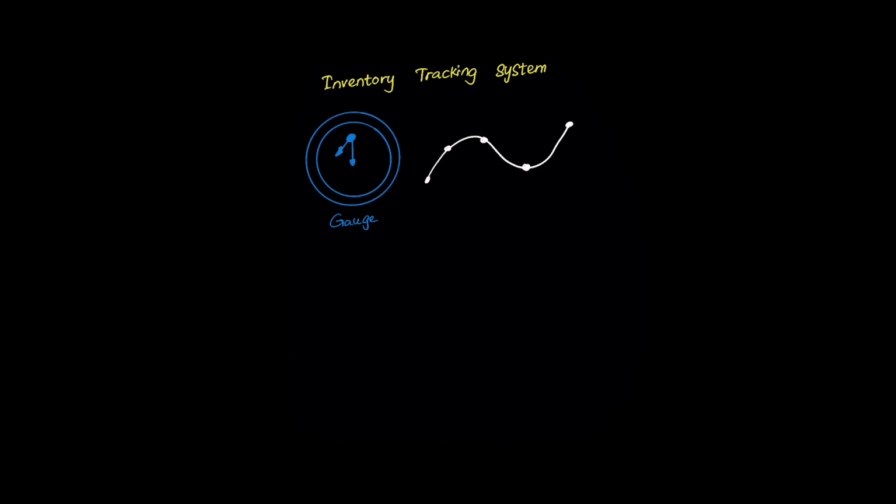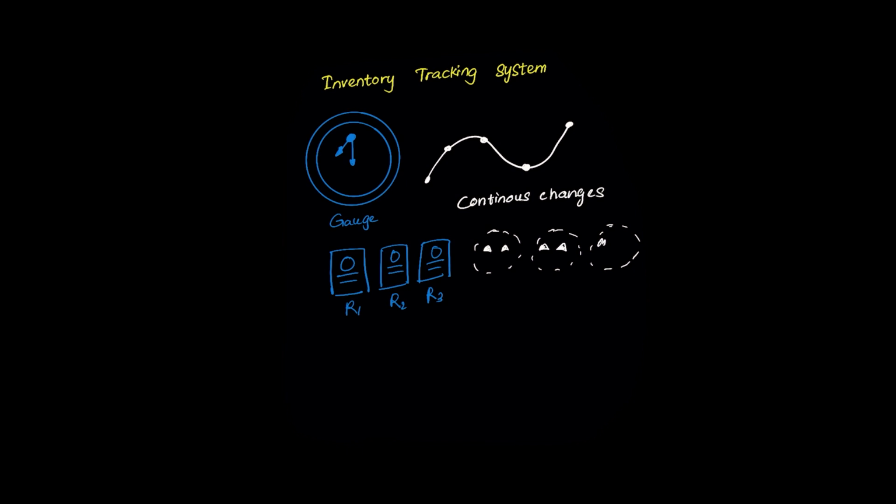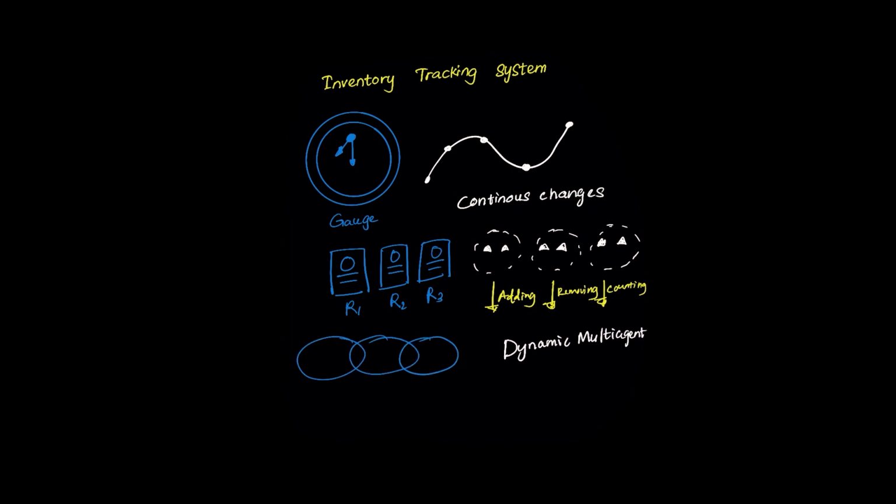Warehouse inventory tracking perfectly illustrates continuous dynamic multi-agent environments. Inventory levels aren't discrete units jumping from 10 to 9, but continuous values changing gradually as items are partially consumed or added. The environment is dynamic because these levels change constantly throughout operations, not just when the system observes them. Multiple robots act as independent agents, each updating records simultaneously without central coordination.